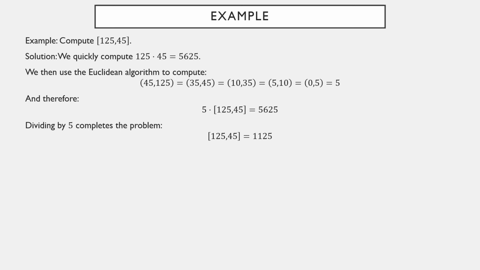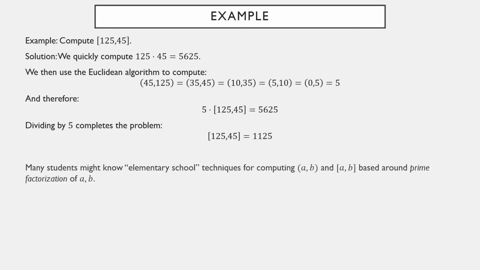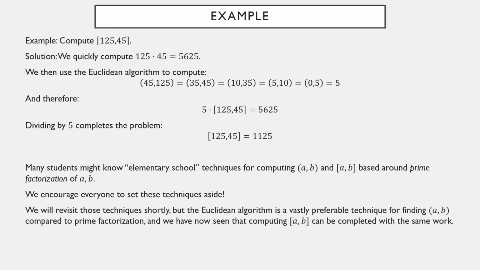So this formula allows us to replace computing LCMs with computing GCDs, and since we already know a quick way to compute GCDs, now we have a quick way to compute LCMs. Okay. There are some elementary school type techniques for computing greatest common factors and least common multiples that are based around the prime factorization of A and B. But I do encourage you to forget these techniques. Prime factorization takes a lot of work. The Euclidean algorithm is much, much faster and much, much easier.